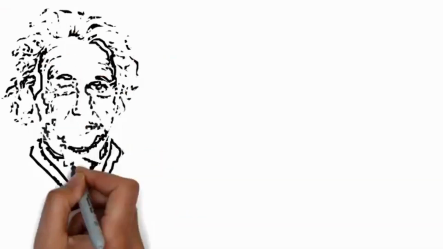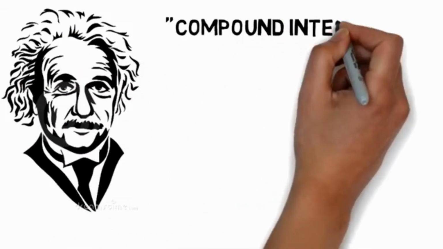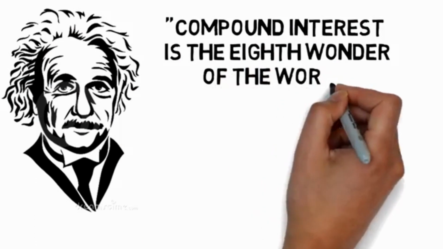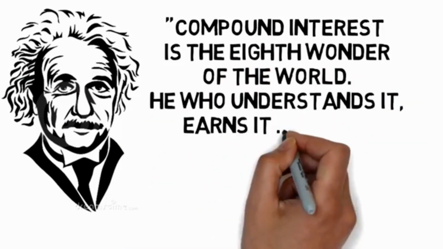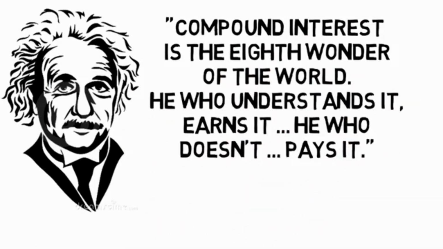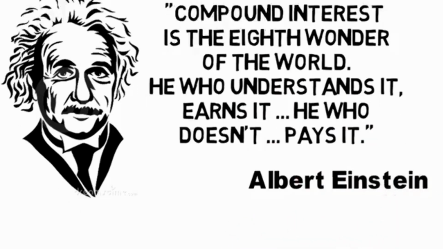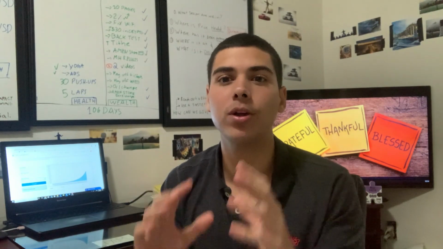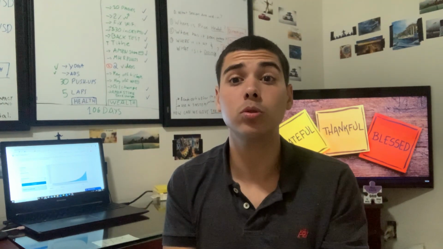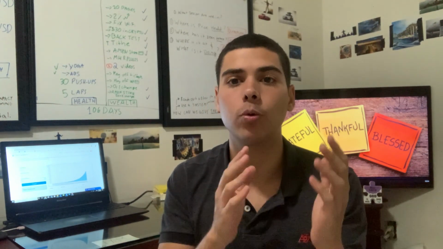Let's take a look at what Albert Einstein actually says about compound interest. He says, compound interest is the eighth wonder of the world. He who understands it, earns it, and he who doesn't, pays it. So it's very important that we all come to an understanding and a conclusion that compound interest is the way to go. And it is the actual way to create wealth.